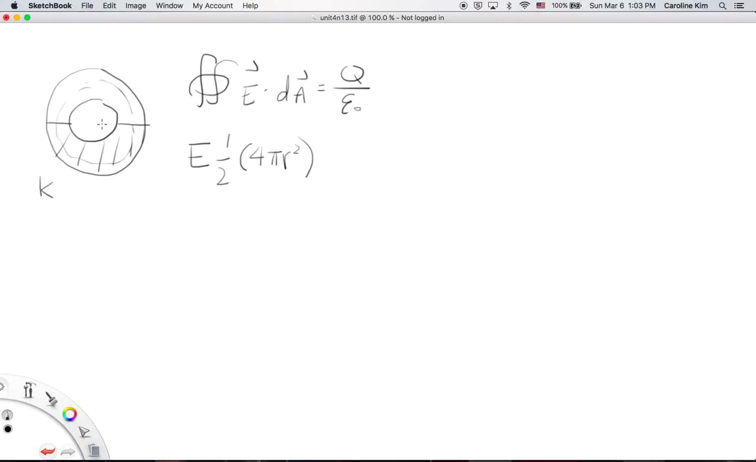We're going to find the capacitance of the dielectric part and the capacitance of the empty part separately and then add them together. So we have to find their E fields separately first. For the dielectric part, well, for both parts, it'll be E times 1/2 times 4 pi r squared equals Q over epsilon naught. So we know that E equals Q over 2 pi r squared epsilon 0.